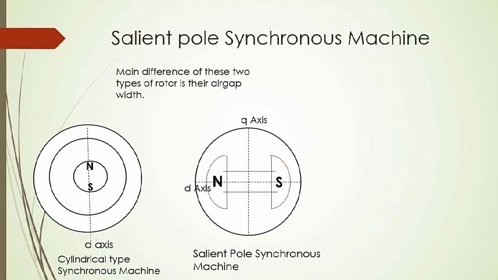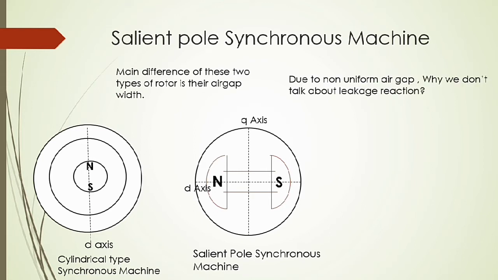What is the main difference between these two structures, the salient pole synchronous machine and the cylindrical type synchronous machine? This is actually the rotor type, and the main difference of these types of rotor is their air gap width, as we discussed earlier. The second thing is due to the non-uniform air gap: here the gap is less, here the gap is large. So due to this it is called a non-uniform air gap.